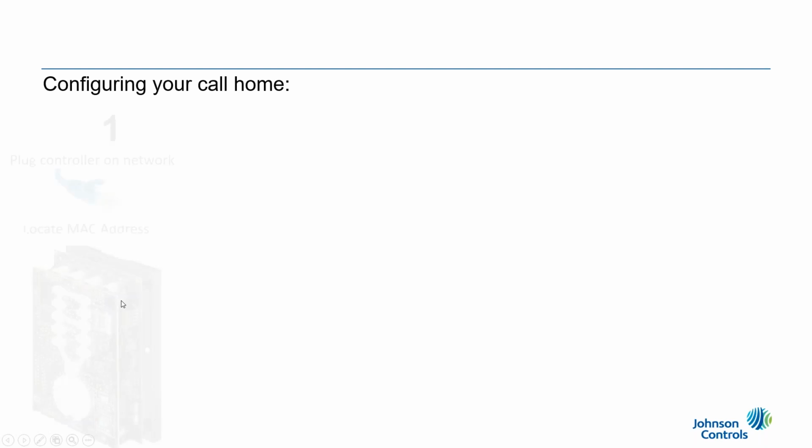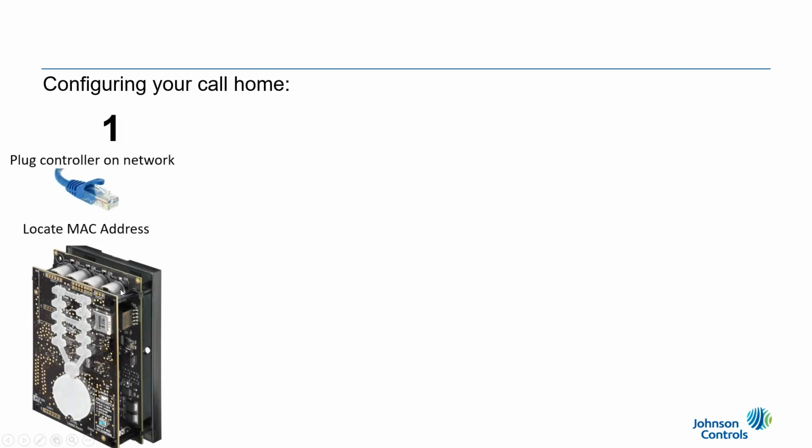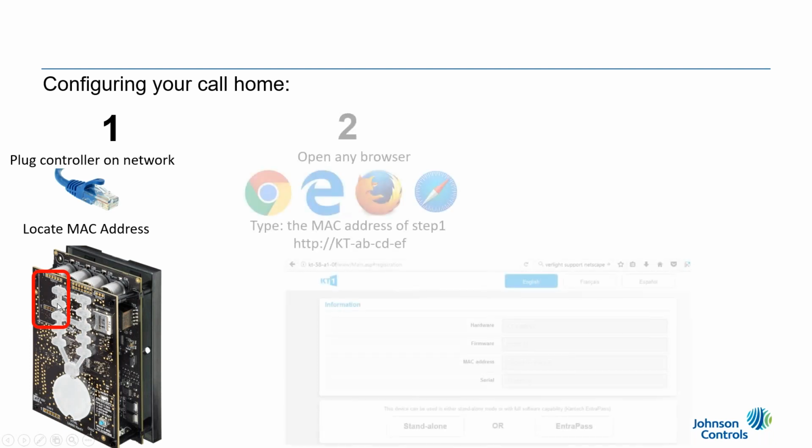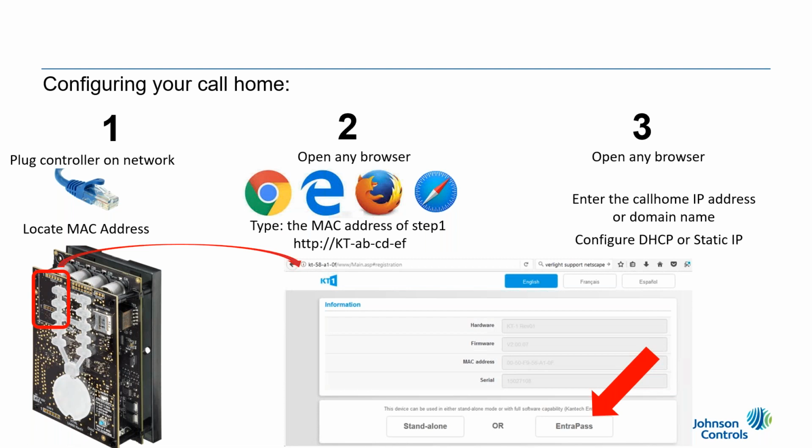So what you do on any browser, and I'll show you this live, you plug in your controller and you locate the MAC address. Secondly, you open up any browser that works today and you type in http://KT and the last 3 sets of the MAC address. Not the entire MAC address, but the last 3 sets. So KT-AB-CD-EF, for example. And this will bring you to the configuration page of your KT controller, whether it's a KT1 or a KT400. So let's go look at that.